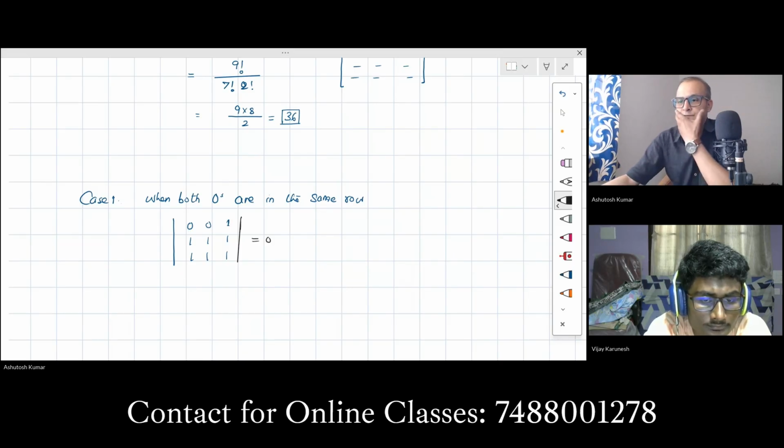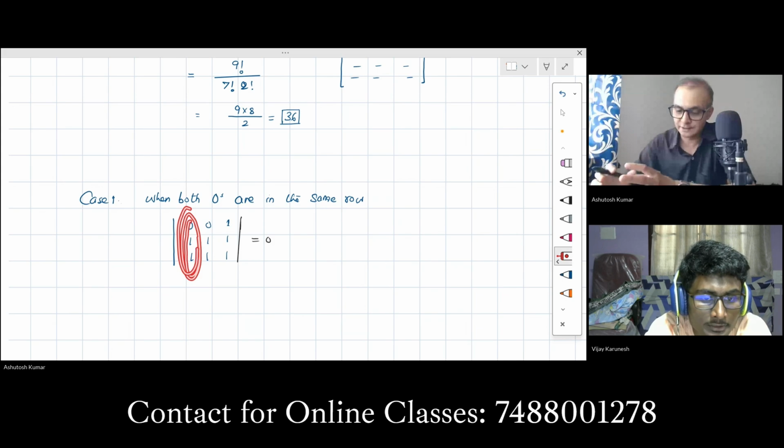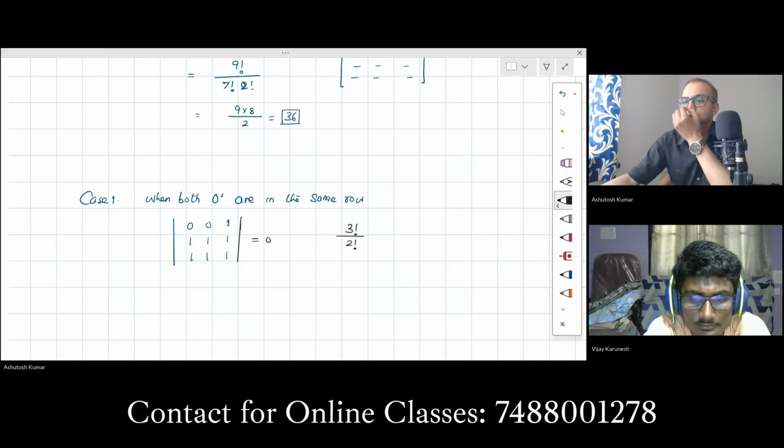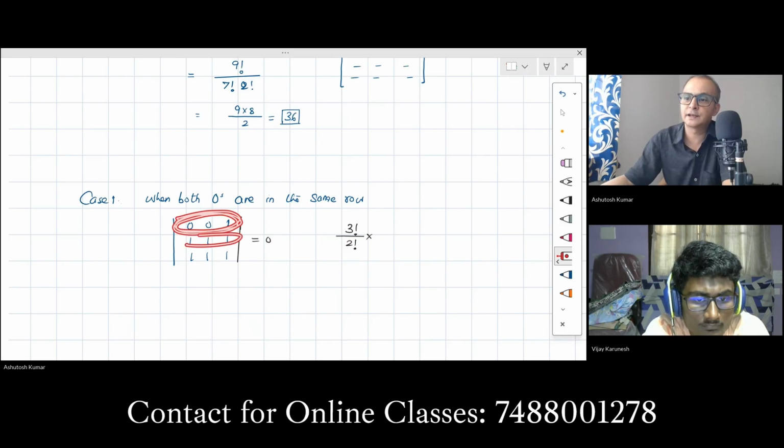These 3 rows can interchange among themselves or not? So 3 ways we can form: 3 factorial divided by 2 factorial. Why? Because 2 rows are identical. Also, these 3 elements among themselves can be arranged, because for the identical ones no arrangement is possible, or even if possible it gives the same thing. But here the 3 arrangements can be made.